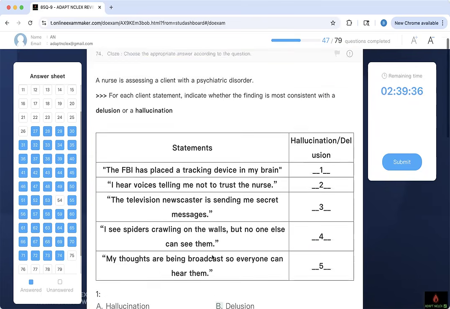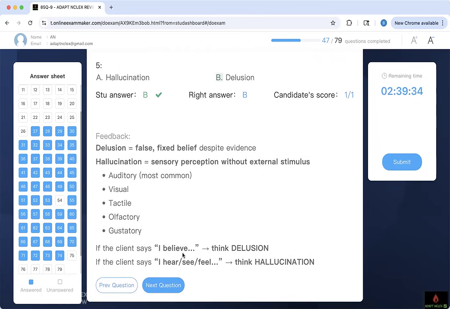Like I said, the key way to understand them is what? Delusion is a false fixed belief despite evidence. Hallucination is what? Sensory perception without actual stimuli. There's nothing there. So I can hear it, I can see it, tactile, auditory, or smelling is what? I believe, I think is delusion. I see, I hear, I feel is hallucination.